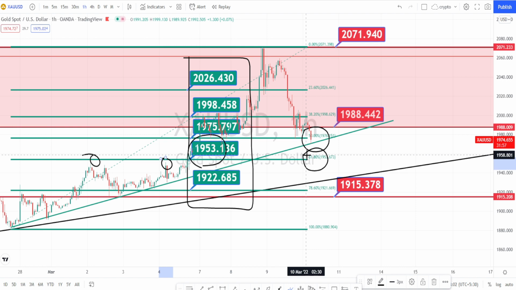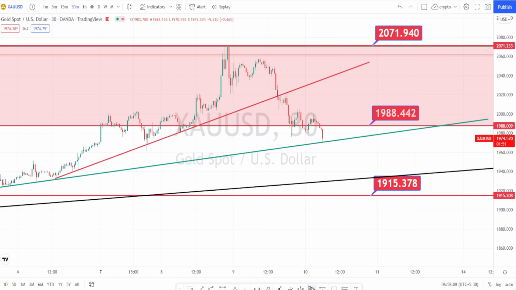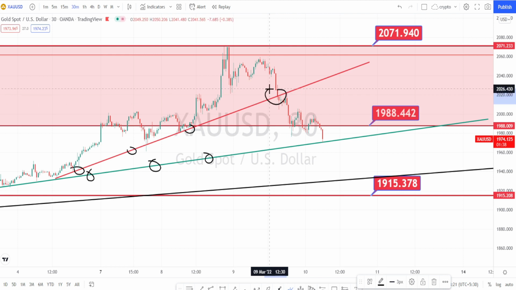Let us do the analysis in the 30 minutes time frame. I'm in the 30 minutes time frame now. We have the hourly time frame support line or the trend line over here, and I have drawn another trend line for the 30 minutes time frame. The price action had clearly broken this trend line, and you can notice that it has gone back and tested this resistance line also. Then only it started its downside momentum.